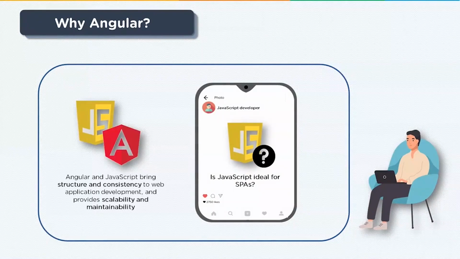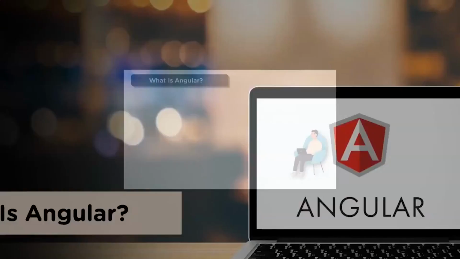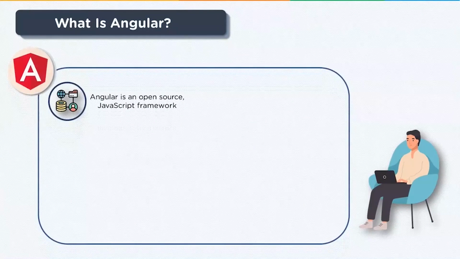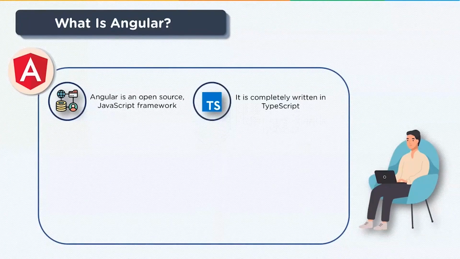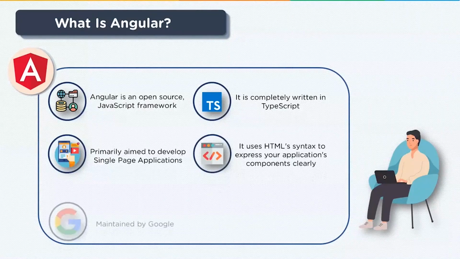With respect to front-end development, Angular and JavaScript together bring in structure and consistency to your web applications and also provide scalability and maintainability. Now, Angular is specifically developed for single-page applications. So now the question arises, what exactly is Angular? Angular is an open-source JavaScript framework written completely in TypeScript. Now, it was primarily aimed to develop single-page applications and is maintained by Google.